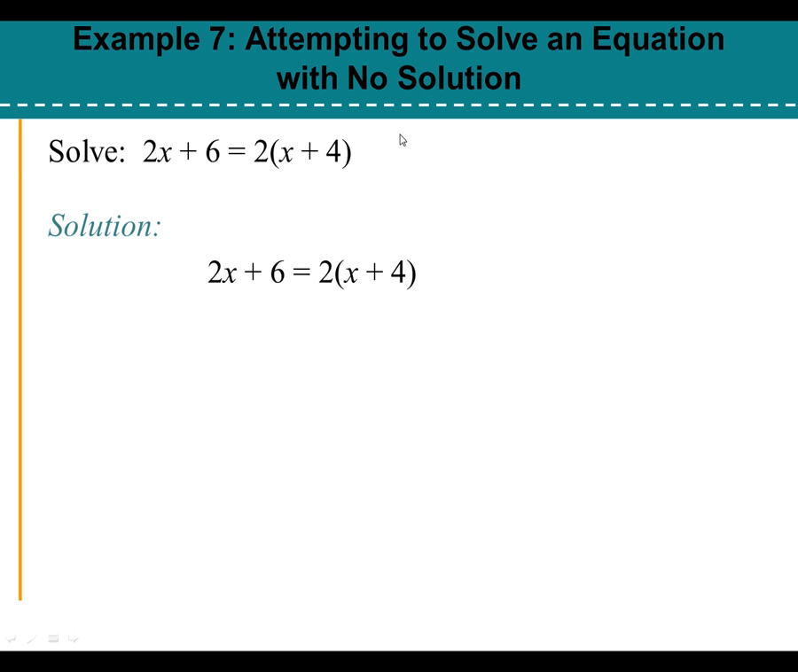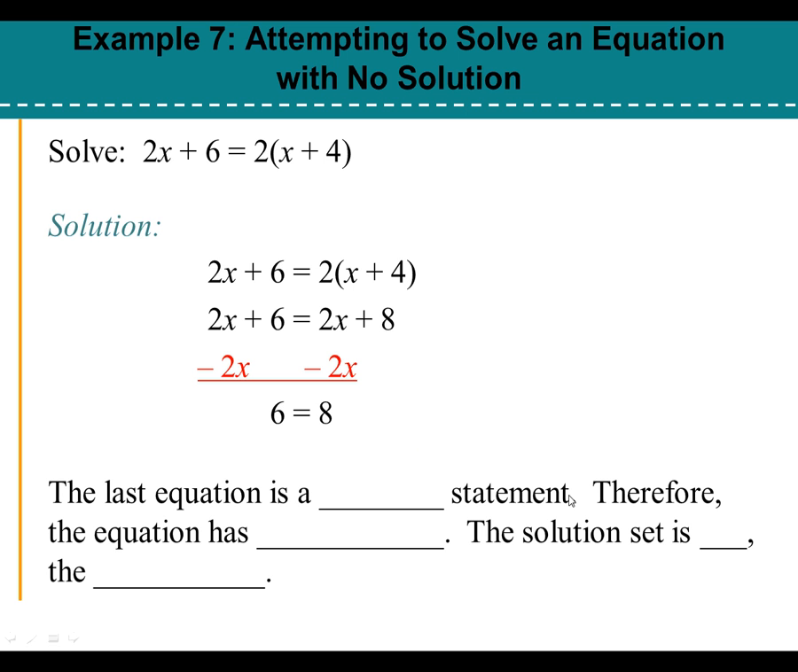Okay. The next thing we need to look at is some unusual cases with equations. So I have an equation that looks like this: 2x plus 6 equals 2 times the quantity x plus 4. The first thing I have to do is remove the parentheses and multiply 2 times x and 2 times 4 to give me 8. And then I'm going to collect my variables, so I'm going to subtract 2x from both sides, and that's going to leave me with 6 equals 8.